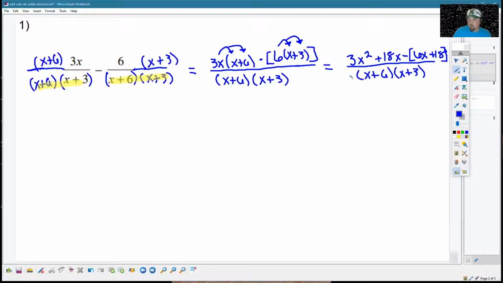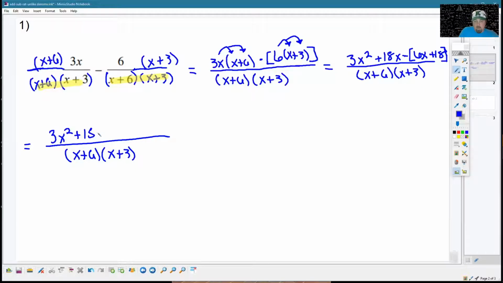Now we know that this is going to make both these things negative, so I'm going to come down here and rewrite what we have. So the denominator still hasn't changed. It's still x plus 6 times x plus 3. And our numerator here, we have 3x squared, and we are going to add 18x, and it's now minus 6x and minus 18.